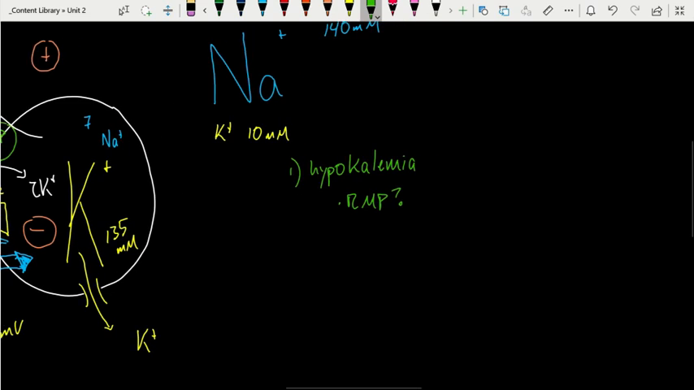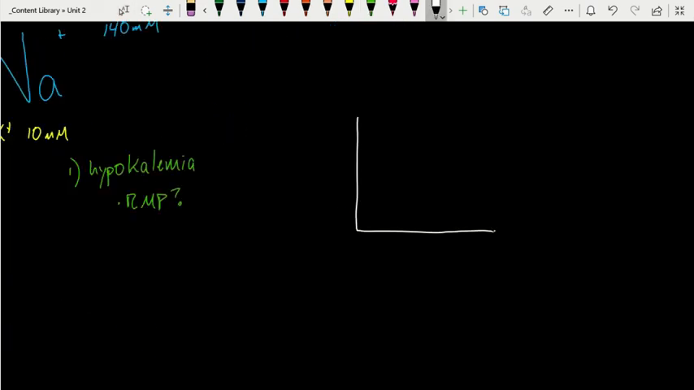Really, our options are, if we try to graph this out, we are down here at minus 70. Do we go up? In other words, do we begin to depolarize? Do we remain constant? Or do we hyperpolarize? Those are our possibilities. We'll label them A, B, or C. And our job is to try and understand what happens. So in the case of hypokalemia, which would you predict? Would we depolarize, hyperpolarize, or remain constant?